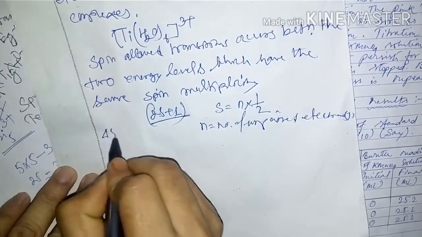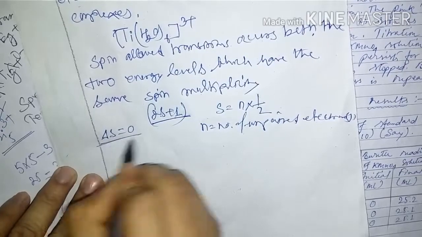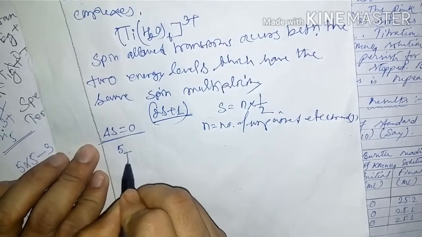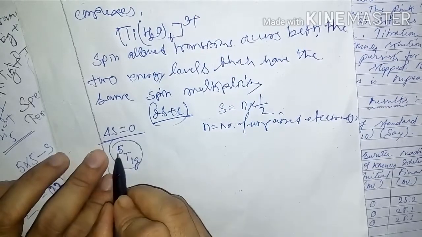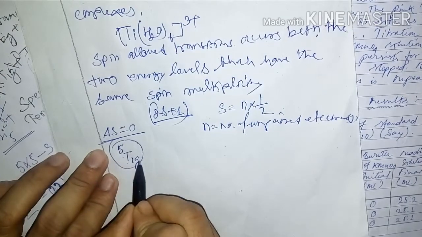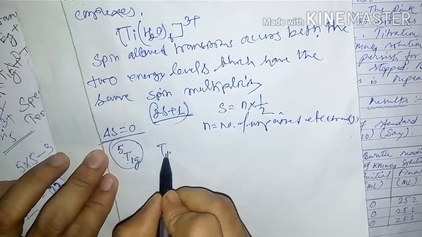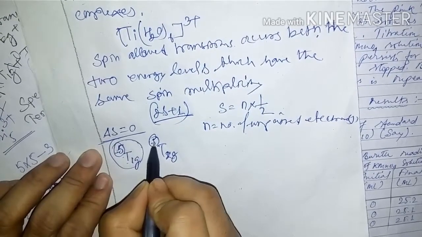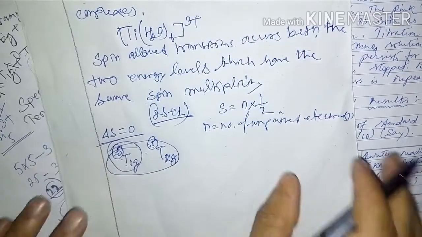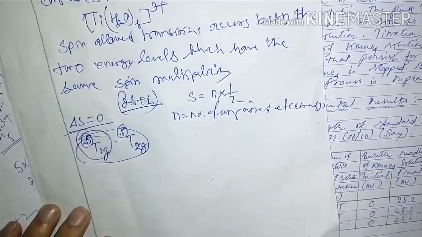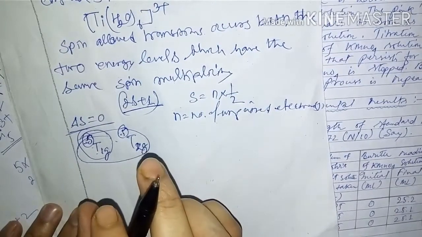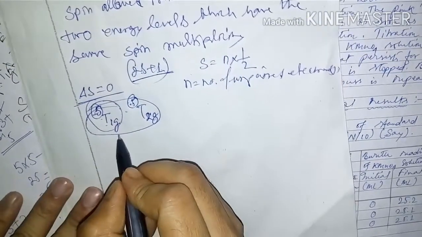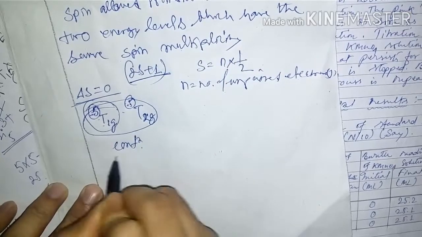Same spin multiplicity, or sometimes delta S equal to 0. So delta S equal to 0 means the spin multiplicity is the same. Suppose a spin multiplicity is 5, like 5T1g, hypothetically, and 5T2g; the spin multiplicities are the same. Understood? This is for the excited state and the ground state. So we have to know some configuration.